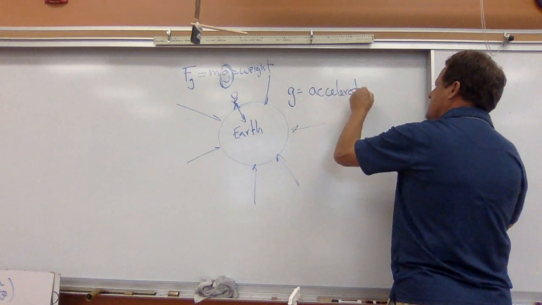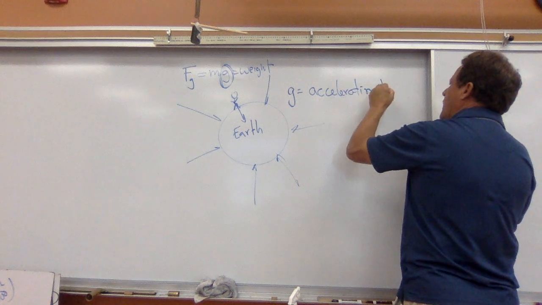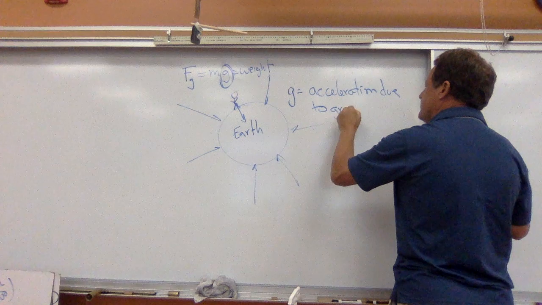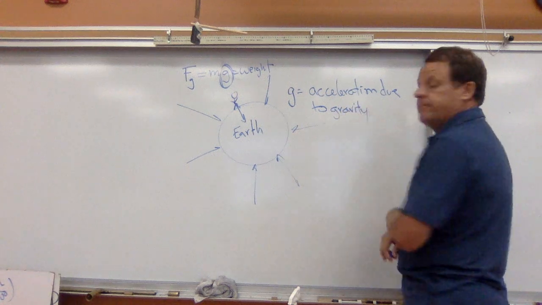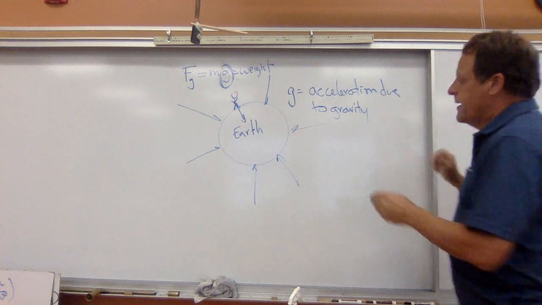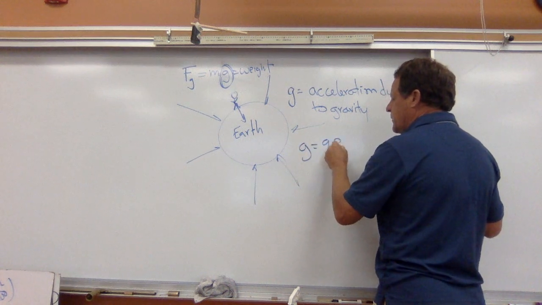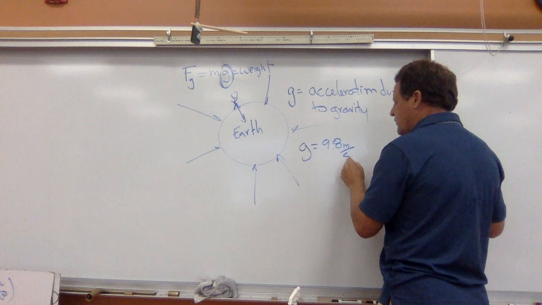acceleration due to gravity. Okay, so now that g is equal to 9.8 meters per second squared.